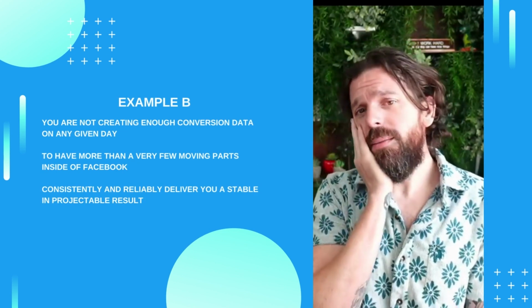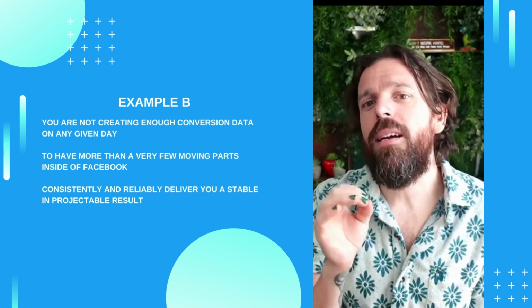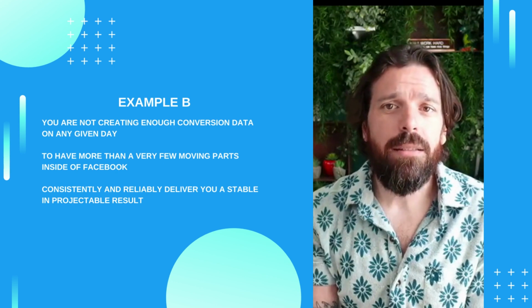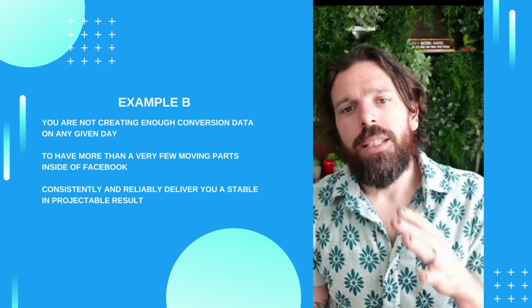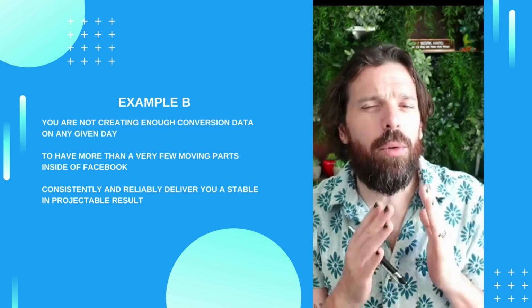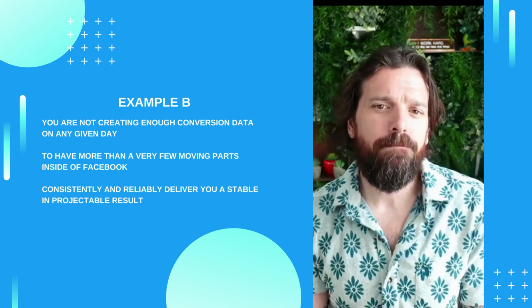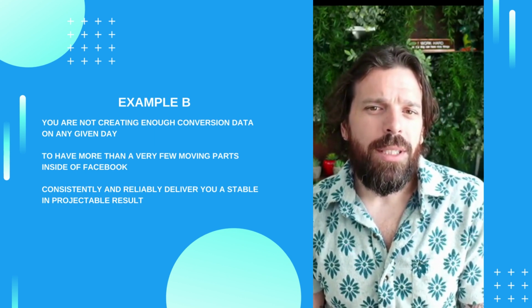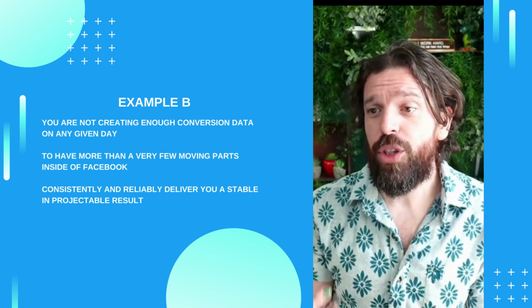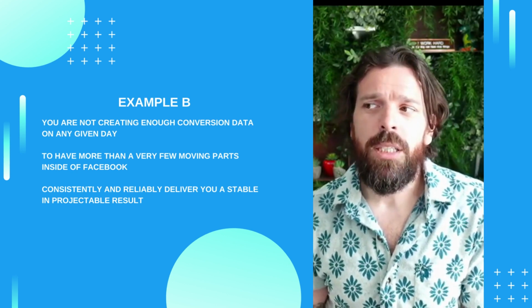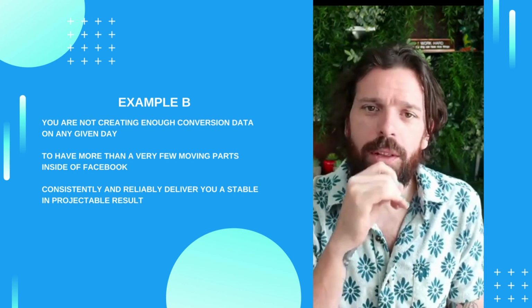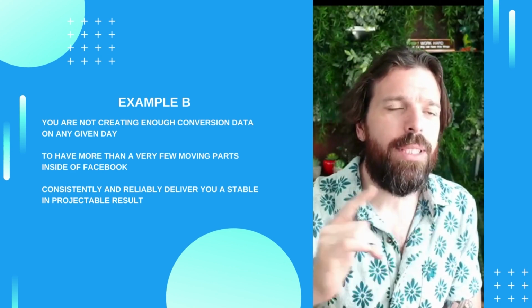Example B says you are not creating enough conversion data on any given day to have more than a very few number of moving parts inside of Facebook to consistently and reliably deliver you a stable and projectable result. So in example B, we need to rely on more than just the last click from today.